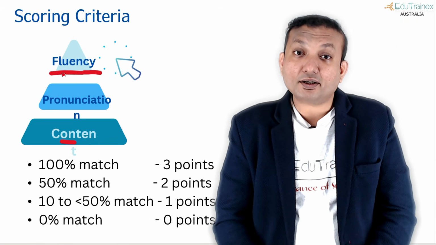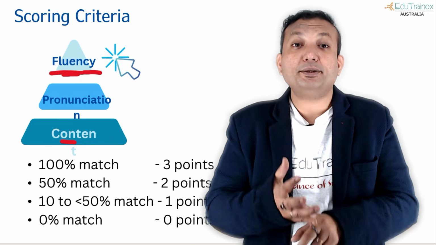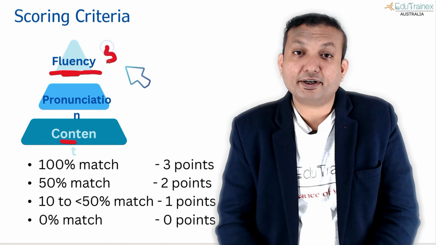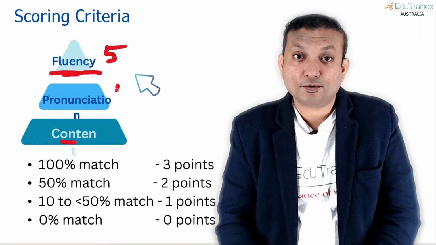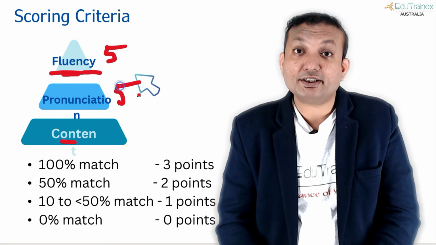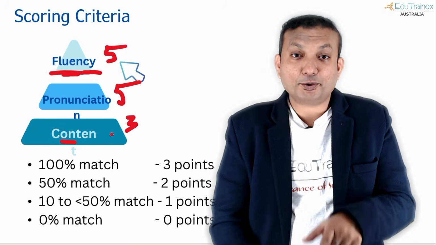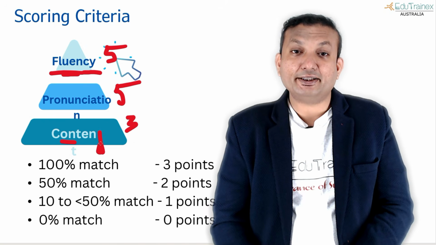And how is this marked? How is this question marked? How many marks for fluency? How many marks for pronunciation? So 5 points you get for fluency, 5 points you get for pronunciation, and 3 points, only 3 points you get for content. And that too, the content breakdown is shown right here.